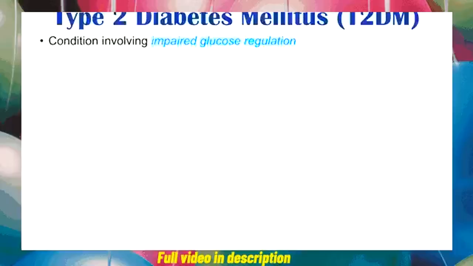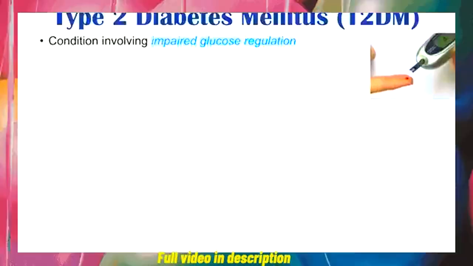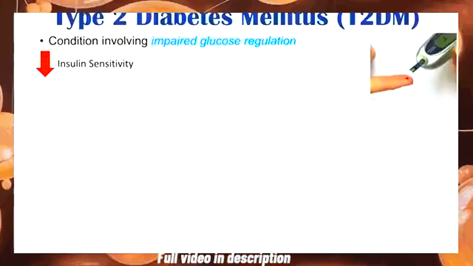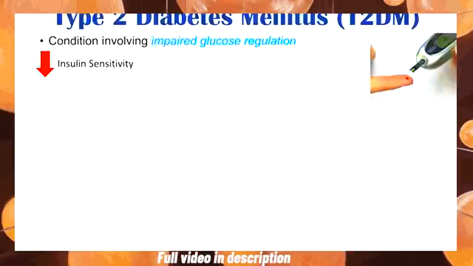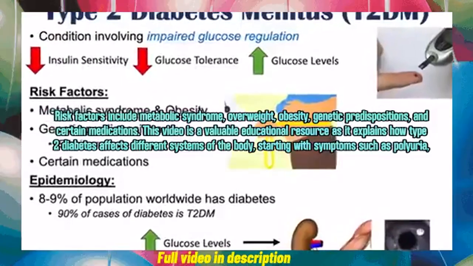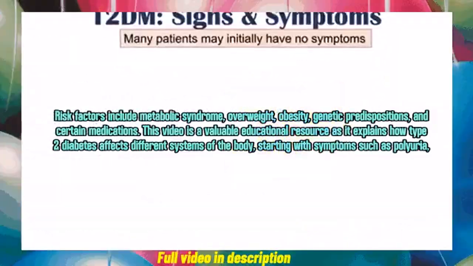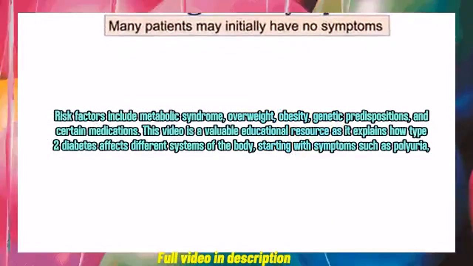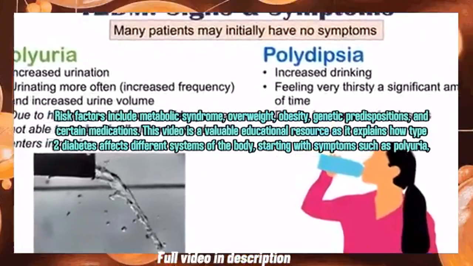Type 2 diabetes is a condition involving impaired glucose regulation. So the impaired glucose regulation is a result of decreased insulin sensitivity or insulin resistance. Risk factors include metabolic syndrome, overweight, obesity, genetic predispositions, and certain medications.